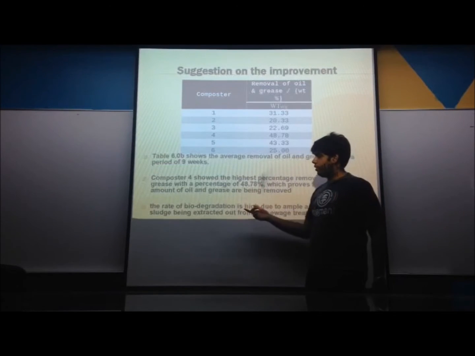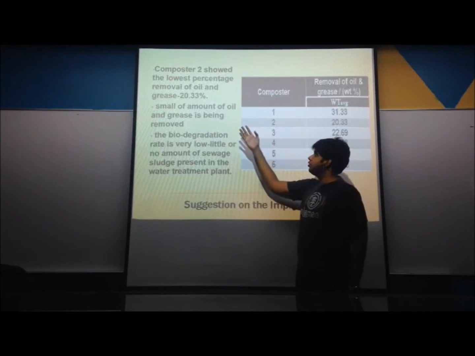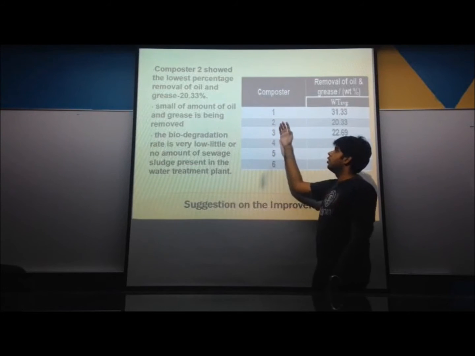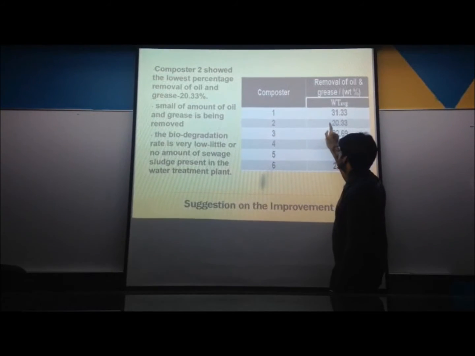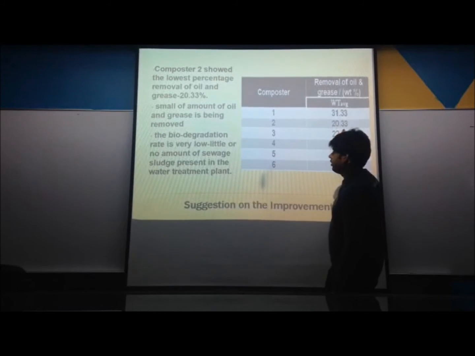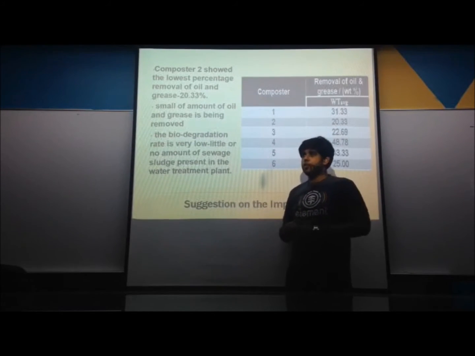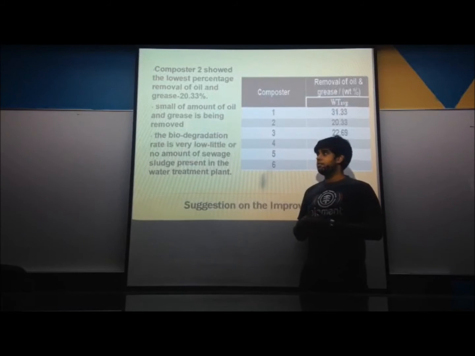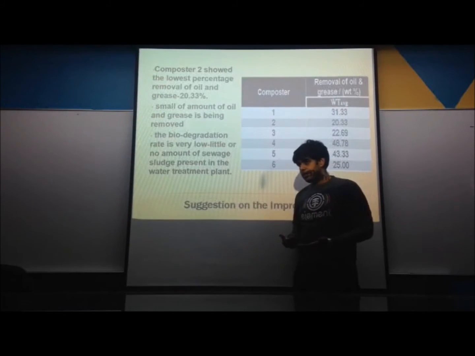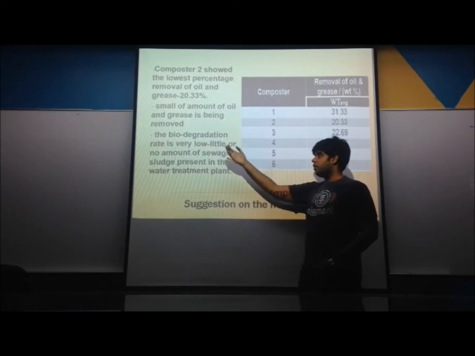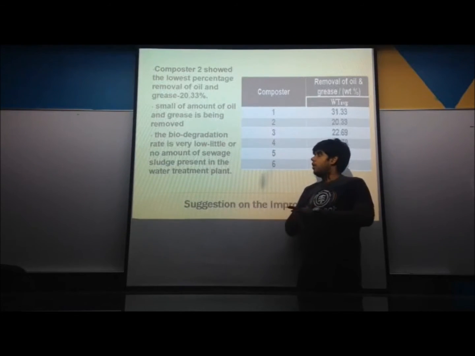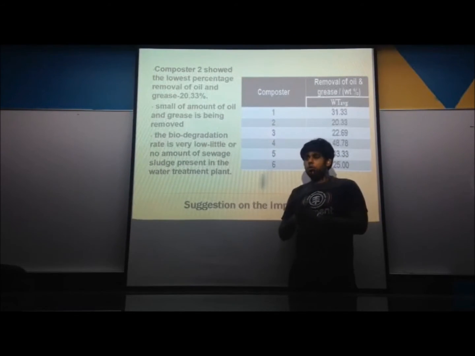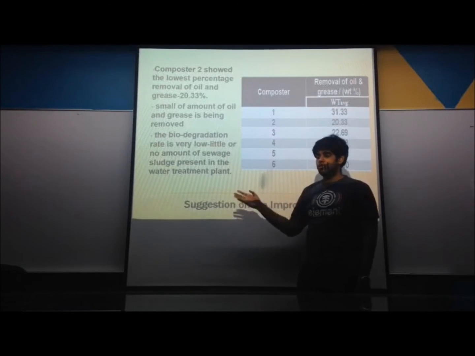At the same time, composter 2 showed the lowest percentage removal of oil and grease, having a percentage of 20.33. This again shows that a small amount of oil and grease is removed. Why is this so? This is because the biodegradation rate is very low or there's none at all, due to there being no sewage that is present in our treatment line.